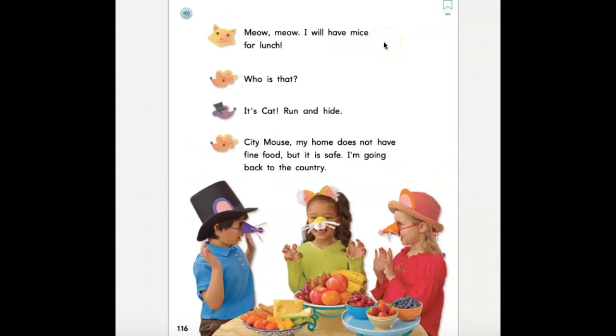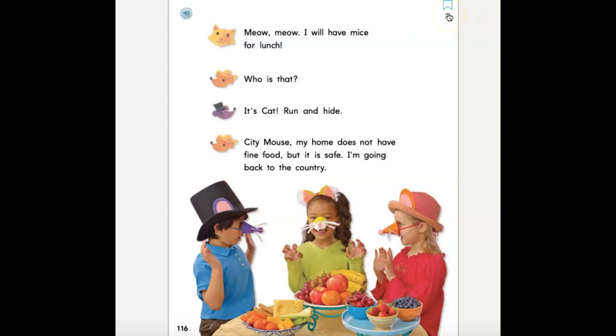Meow, meow. I will have mice for lunch. Who is that? It's Cat. Run and hide. City Mouse, my home does not have fine food, but it is safe. I am going back to the country.